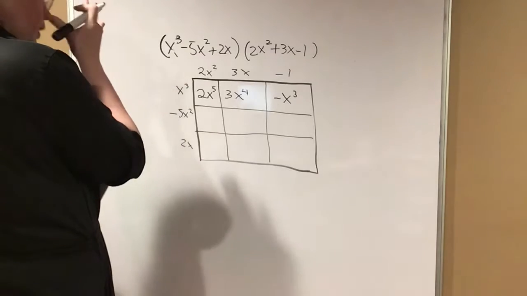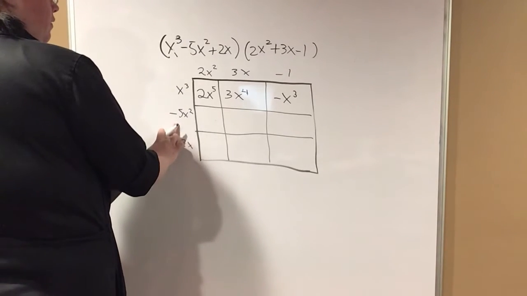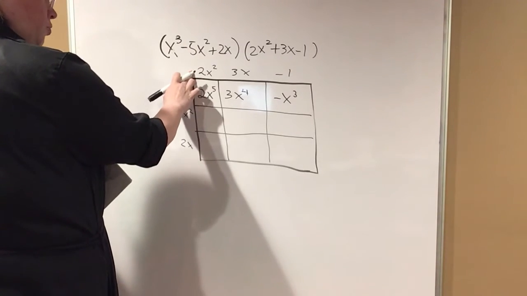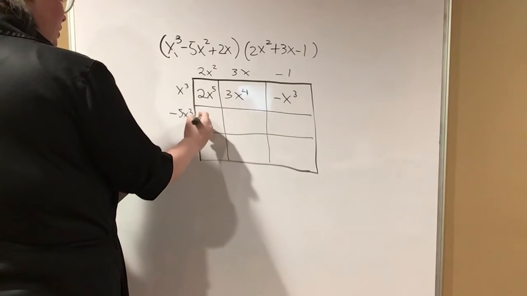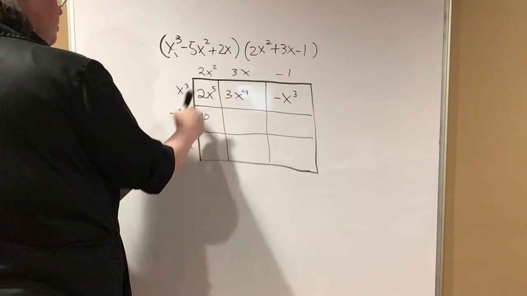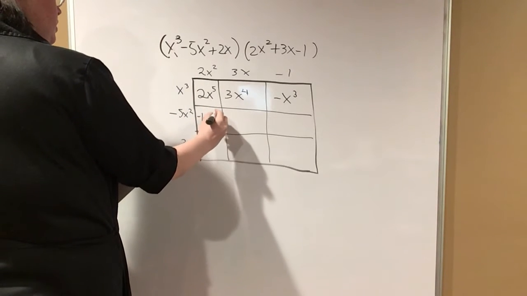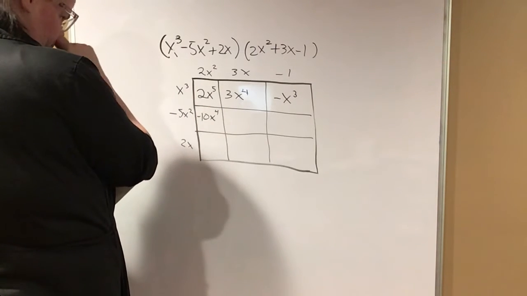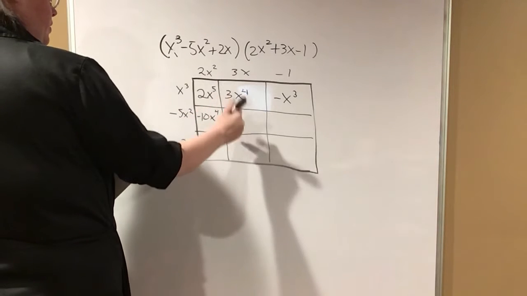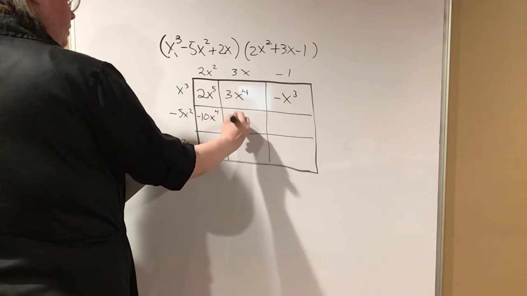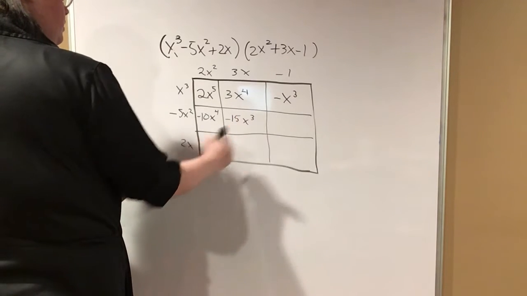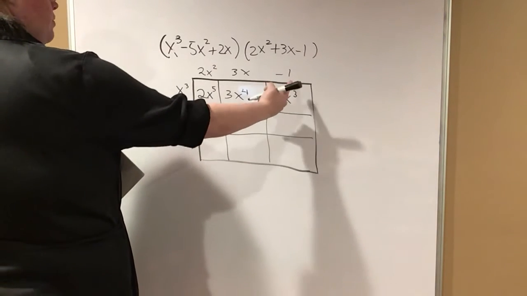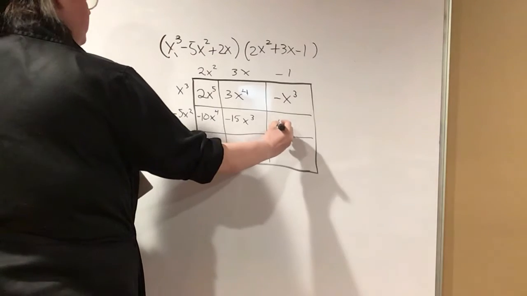Now let's move on to the second row. Negative 5 times 2 is negative 10. And then x squared times x squared, x to the 4th. Negative 5 times 3 is negative 15. X squared times x, x to the 3rd. And negative 5x squared times negative 1 is 5x squared.